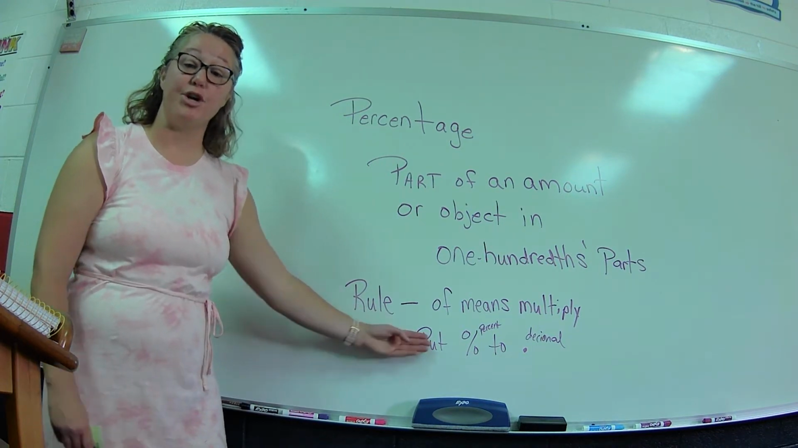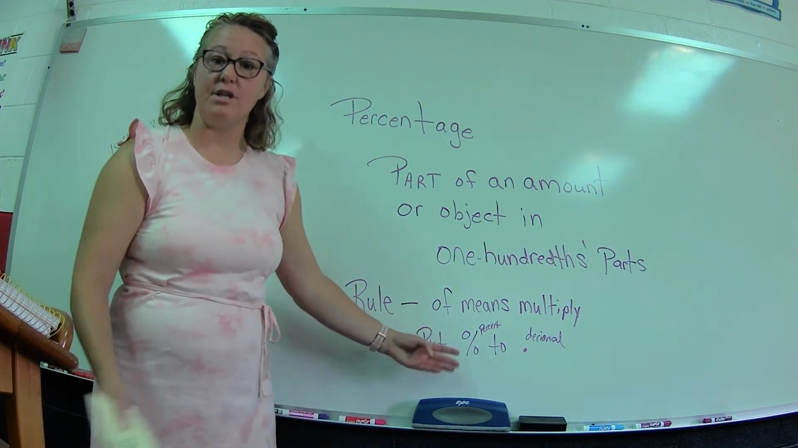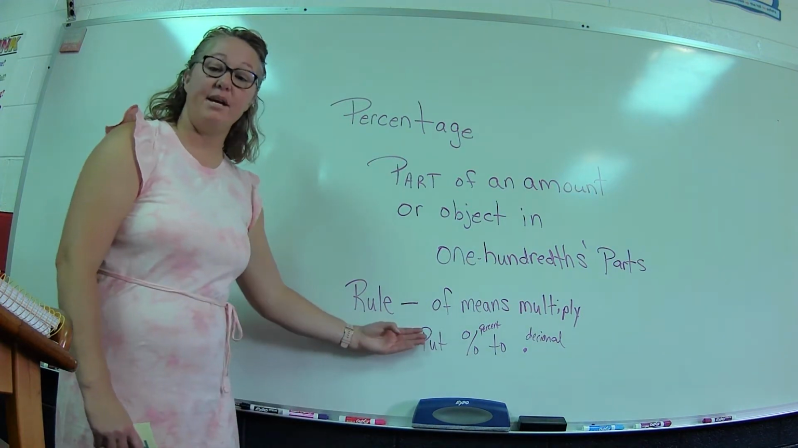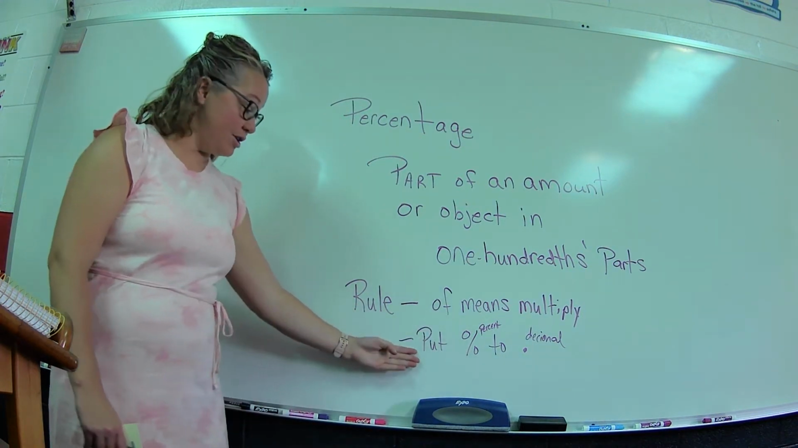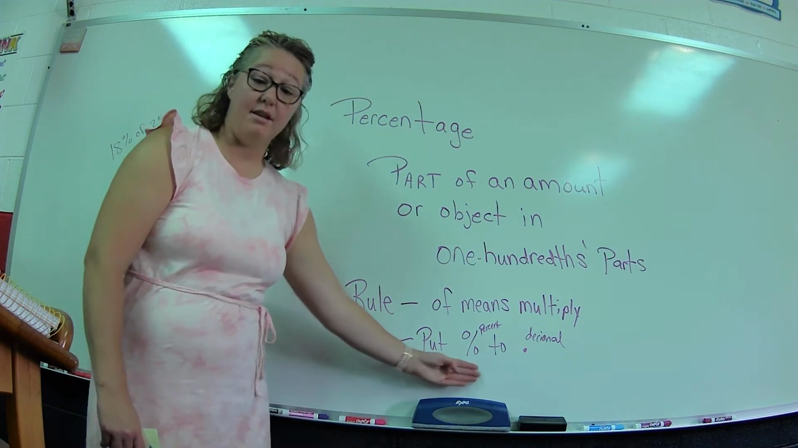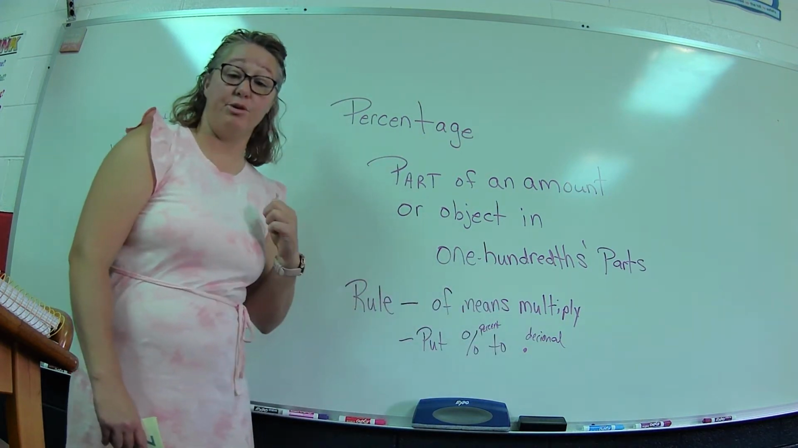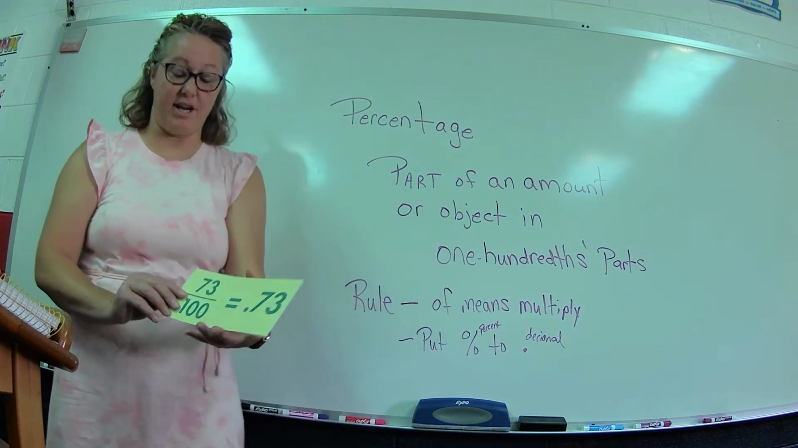But we're going to see the word of. And of is a preposition, but in math, of means multiply. All right, and we're going to talk about putting the percent to decimal and then using multiplication. But first, let's look at some fractions.